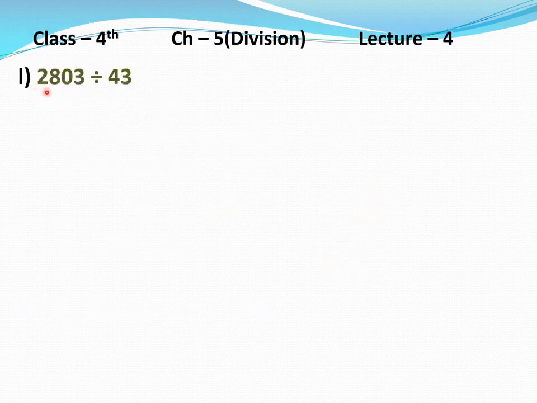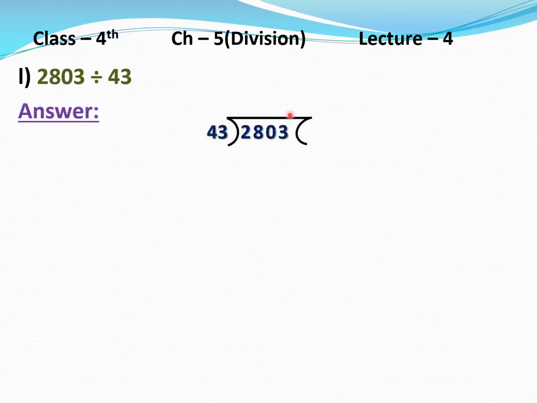Now L part, 2803 divided by 43. Write down the answer. Make a division sign like this. Write 43 here and write 2803 here. Now see, 43 is a two-digit divisor, so we will take only the first two digits of the dividend, that is 28. But 28 is less than 43, so we will take one more digit, that is 0.